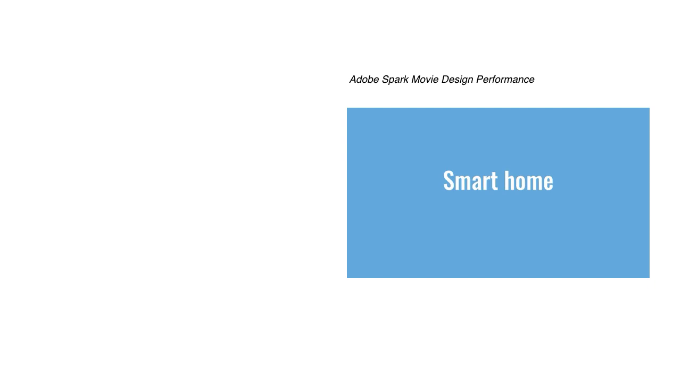Okay, and what you see here is the Adobe Spark movie design performance. This is finally after they planned how they are going to do the movie, or rather, after they planned the layout of the technology and understood how the smart home technology works. That's how they started.